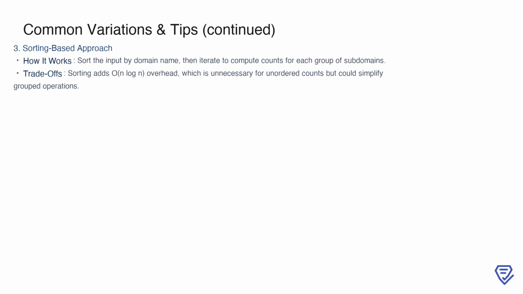A final approach to consider is sorting the input by domain name. Once sorted, you can iterate through the group subdomains to compute their visit counts. This method simplifies processing by grouping related domains together, but it introduces an O(n log n) sorting overhead. While this may not be the most efficient choice for unordered counts, it can be practical for scenarios where grouped operations are required or if sorted results are needed. As always, understanding the trade-offs and choosing the best approach for the problem's constraints is key.